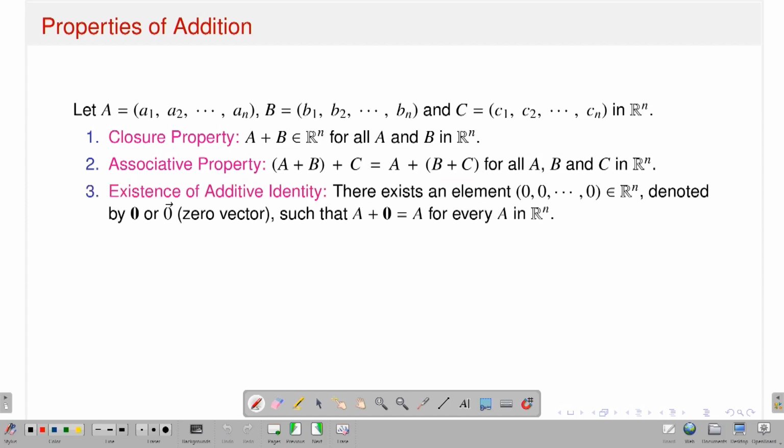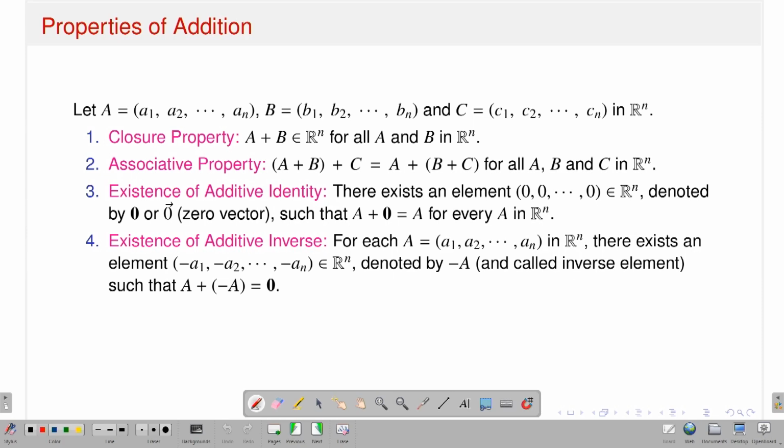The next property is the existence of additive identity. There exists an element 0, the origin, in Rn. This is denoted by a boldface 0 or 0 with an arrow symbol. So, it is the zero vector such that A plus 0 equals A for every A in Rn. It is called the additive identity because it is the identity element with respect to this addition operation on the vectors.